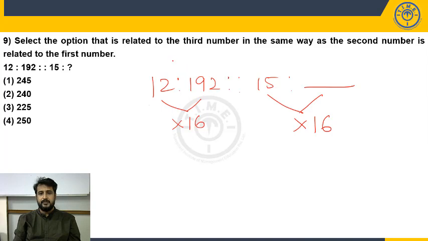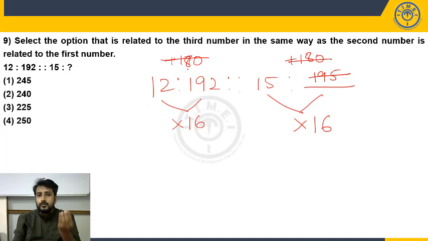If you apply the difference, it should be plus 170. Sorry, 180. 12 plus 180, 192. By applying the same logic, 15 plus 180, it should be 195. But it is not available in the choices. So difference logic is wrong. Then I am checking the product logic.